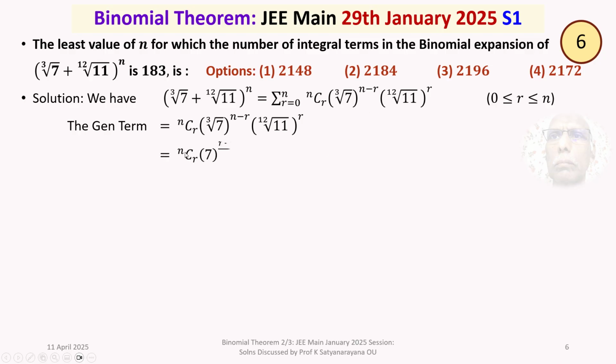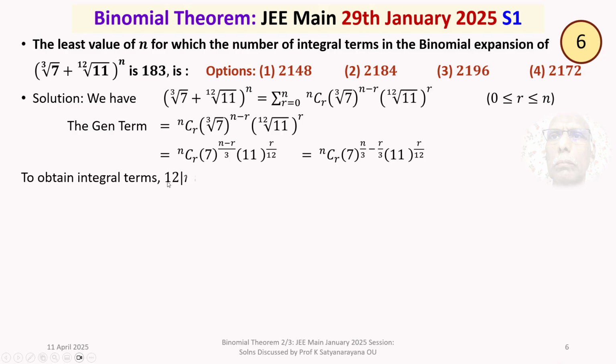This is equal to nCr 7 to the power of (n minus r) by 3. Cube root of 7 is 7 to the power of 1 by 3. So, into 11 to the power of r by 12. So, this is nCr 7 to the power of n by 3 minus r by 3 into 11 to the power of r by 12. Now, to obtain integral terms, what do we mean by integral terms? The terms which are integers.